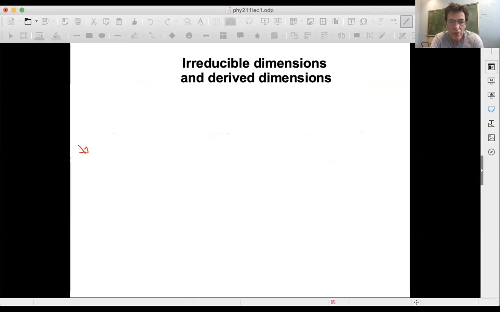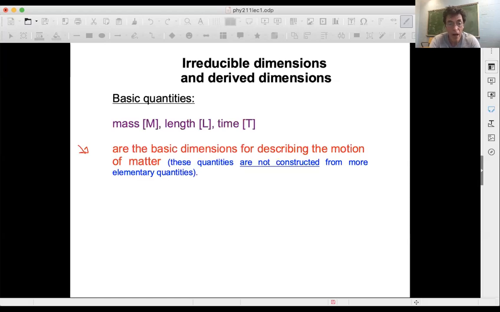Okay, so now I want to introduce a couple of terms. I've written the title of this slide as irreducible dimensions and derived dimensions. It could have been irreducible quantities and derived quantities. So we think of mass, length, and time as the most basic quantities or dimensions.